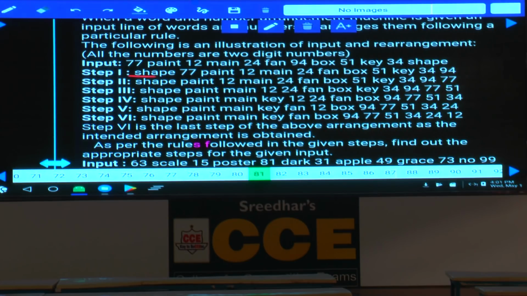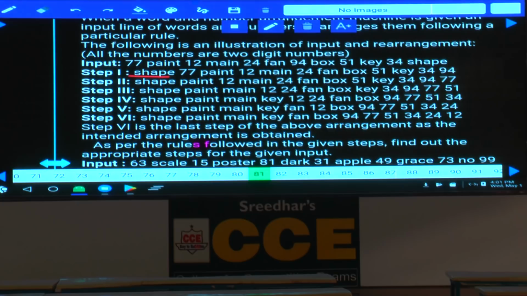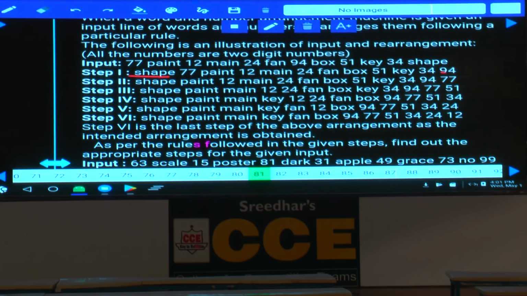Now in the first step, shape is the highest word written at the first place, and the highest number 94 written at the last place, and from there onwards. Next word in step 2, the previous word to shape is paint, and in step 3 the previous word to paint is main, next one is key, fan and box. This is how the words were arranged, and the previous word to each of these words are arranged at the next place in each of the steps.